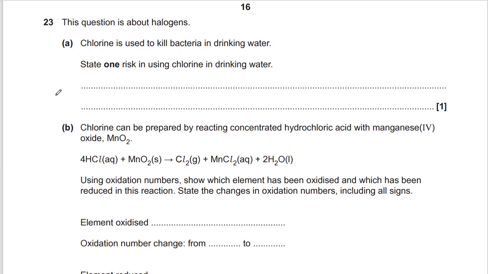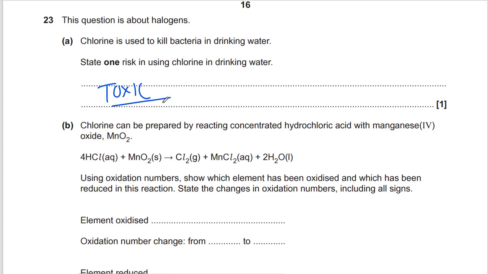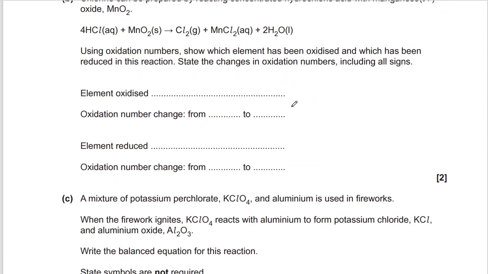So 23 then. Chlorine is used to kill bacteria. One risk using chlorine. I'm not going to dwell on this. Okay, just learn the word toxic. Whenever they ask about chlorine and risks of chlorine, it's toxic. Move on. 1 mark. Let's go.